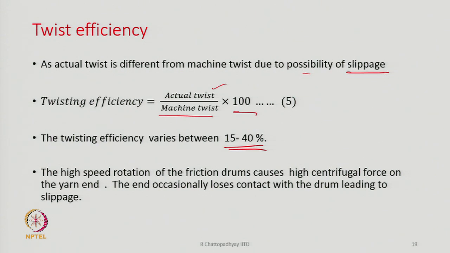The high speed rotation of the friction drum causes high centrifugal force on the yarn end. The end occasionally loses contact with the drum, leading to slippage. The yarn end will jump from the surface of the drum because of the very high centrifugal force acting on them, and therefore, they will lose contact with the drum, and hence slippage will be more.